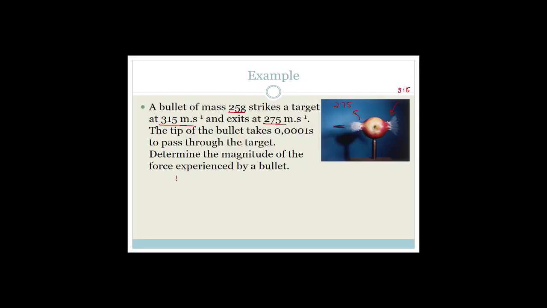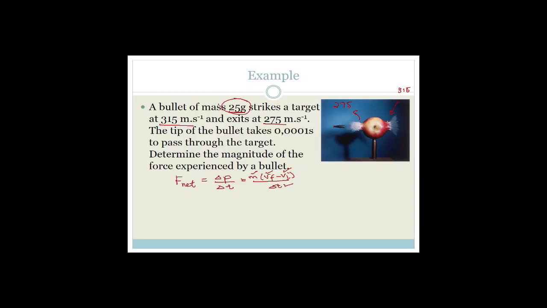Okay, so again, we know that F net is equal to delta P over delta t, right? And delta P is equal to mass times (final velocity minus initial velocity), all over, again, the change in time. So again, do we have the mass? Yes. Do we have the final velocity? Yes. Do we have the initial velocity? Yes. Do we have the change in time? Yes. What's wrong with this mass?